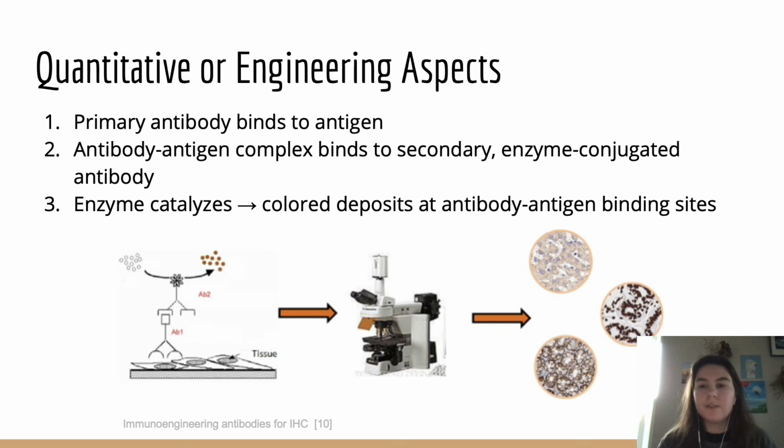The process of using primary antibodies to detect antigens and then secondary enzyme-conjugated antibodies that will catalyze in the presence of substrate and chromogen is only possible due to immunoengineering. The development and continued improvement of conjugated antibodies through immunoengineering has allowed for these enzyme labels, which are detectable through a light microscope.